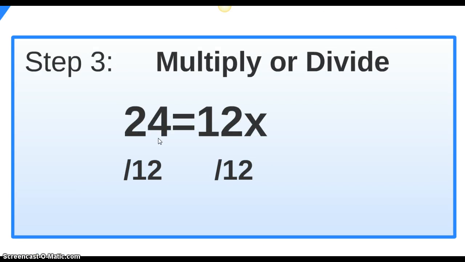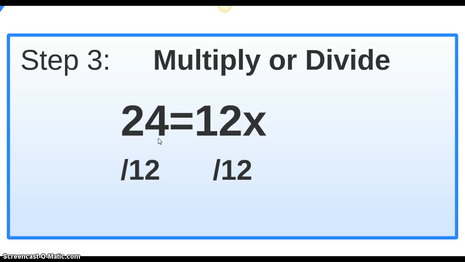Let's take a look at our next step. Step 3, we must multiply or divide. So our entire goal is trying to get rid of our x, or not get rid of our x, but get our x to be alone. So if we take a look here, we have 12 by our x, and since there's no symbol here and they're right by each other, this means multiply. So we have 12 multiplied by x.